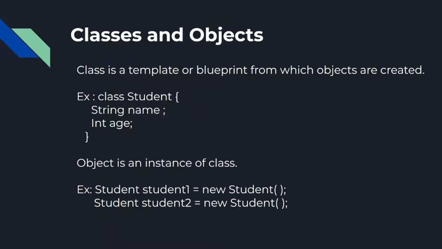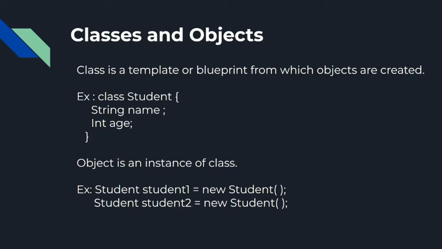Classes and objects. A class is a template or a blueprint from which objects are created. Basically, a class is a blueprint. For example, you can see here class Student, String name and int age. Here we are creating a blueprint for a student. That is, every student will have a name and an age. So instead of writing the code again and again for each student, we'll just create a template called Student, that is by using class, and we will create an instance of it whenever we want to create a new student.